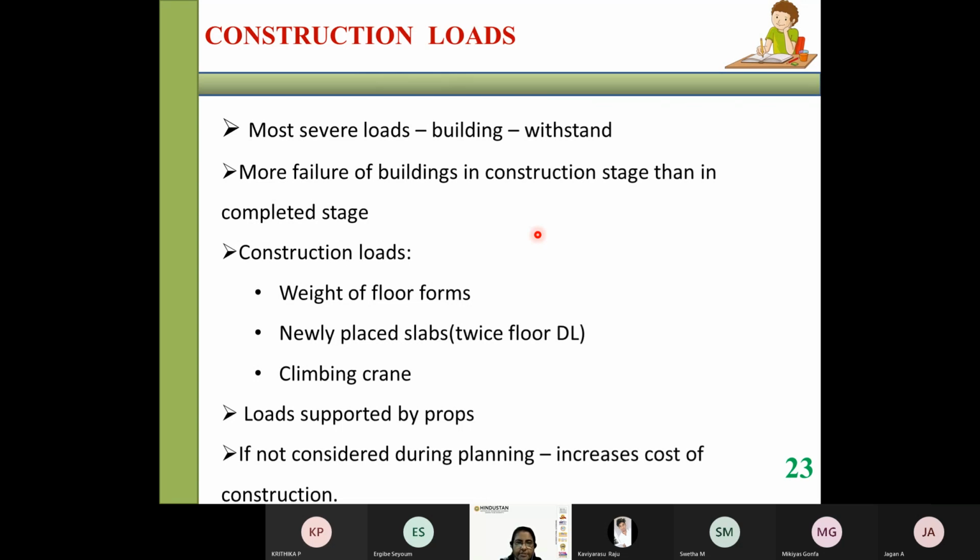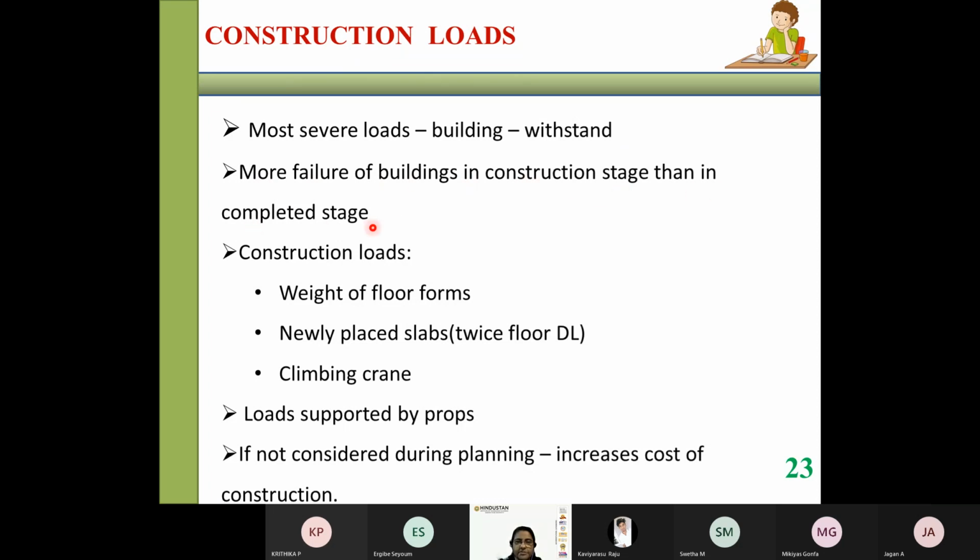The main reason for most of the failures during construction is that we are not bothered about the construction load. It is the most severe load for a building to withstand. There are more failures of buildings in the construction stage than in the completed stage.